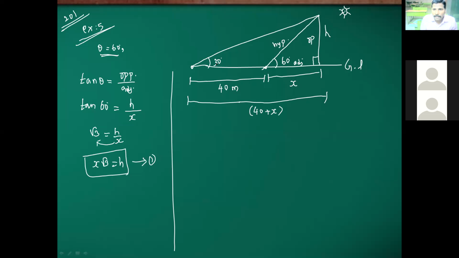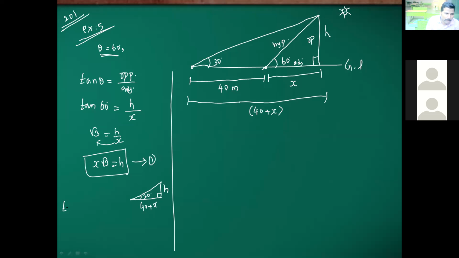So when you take 30 degree, I will draw a small triangle about the 30 degree. This is 40 plus x and this is h. Here 90 and this is 30 degree. This is the bigger 30 degree triangle. Opposite is h, base we have 40 plus x.